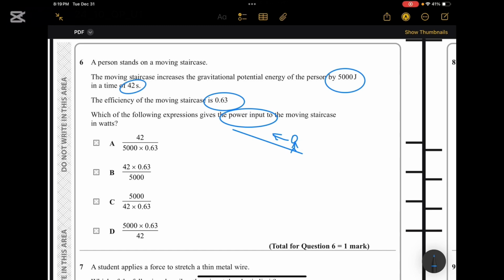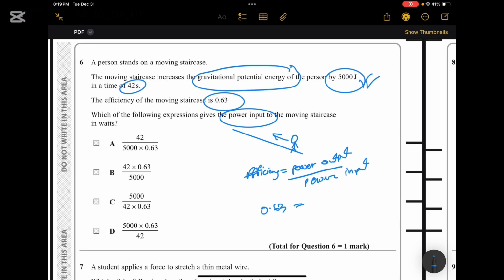We know the formula of efficiency is power output divided by power input. They have given us the efficiency as 0.63, which equals the power output divided by the power input. This is our power output because the person gained this amount of gravitational potential energy. So this is our 5,000, and we can easily find the power input. Our power input will be 5,000 divided by 0.63.